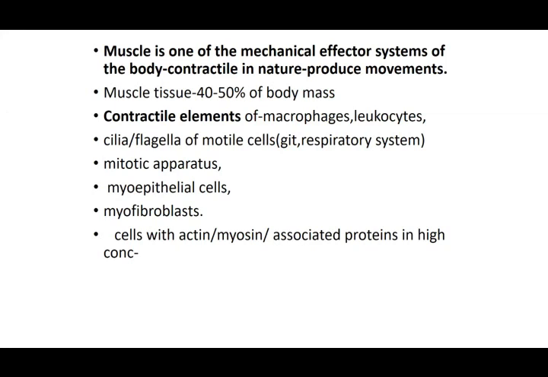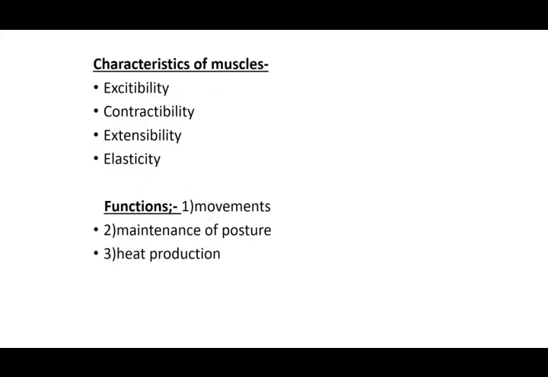How do these spindles move apart? Myoepithelial cells again show you myosin and actin, and they contract. Myofibroblasts too: all these words with myo mean it contains myosin and actin filaments. So these all have the contractile property. But the characteristics of muscles are excitability, contractibility, extensibility, and elasticity. All these features are there.